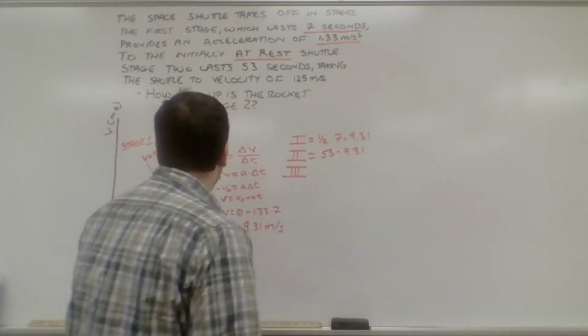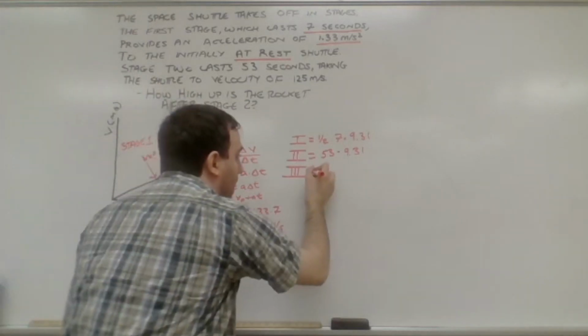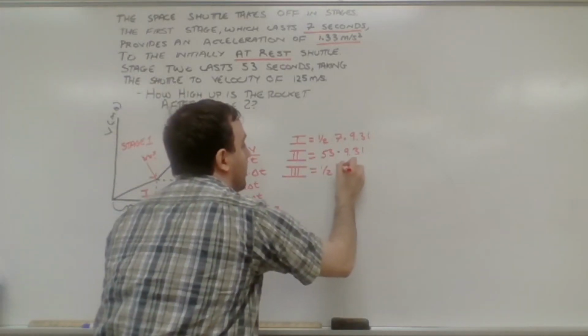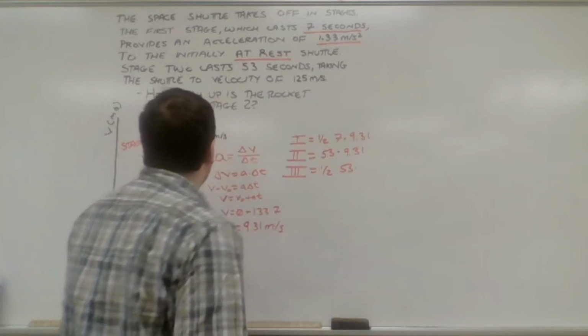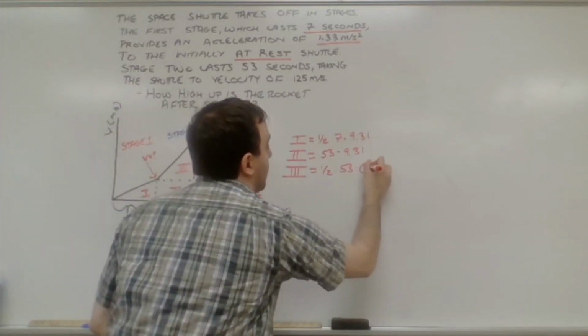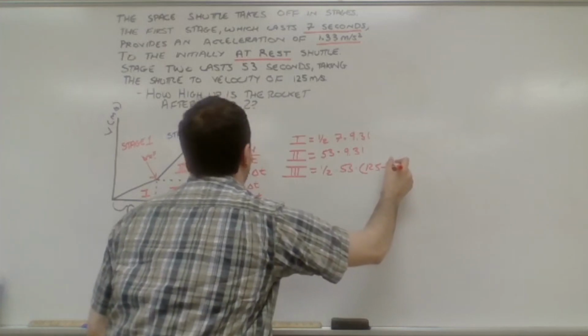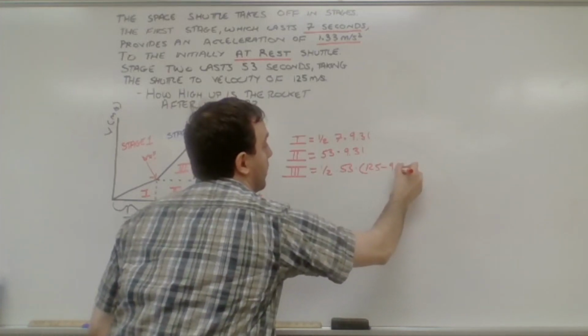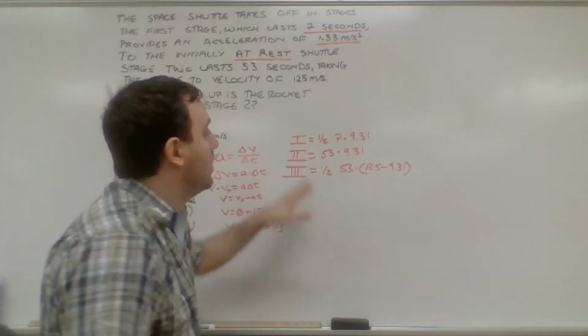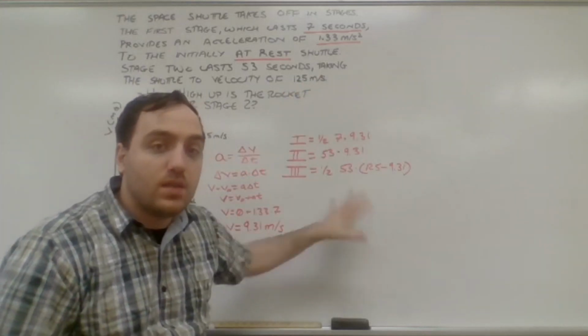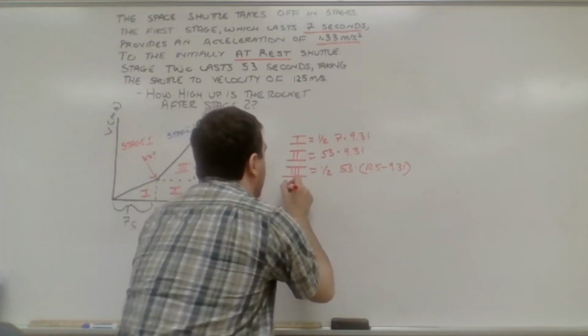Area 3 is this triangle, which is 1/2 base times height, or 1/2 times 53 times your delta v, or 125 minus 9.31. Once you've got all of these, add them in your calculator.